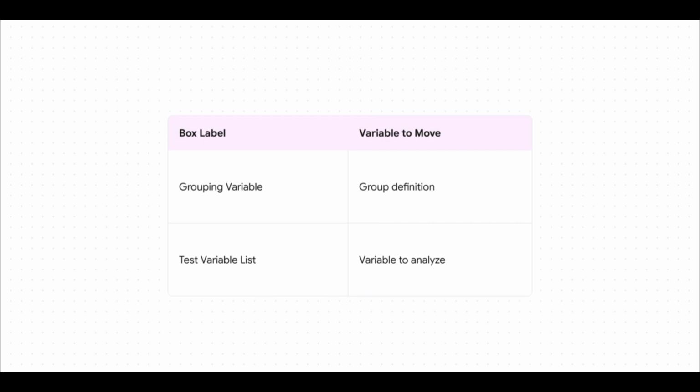Once that dialog box opens up, you have two main fields to populate. Your grouping variable box takes the exact variable that defines the groups you're trying to compare. Right below that, the test variable list is where you drop the actual variable you want to analyze. It's super straightforward. Grouping goes to grouping, test variable goes to test.